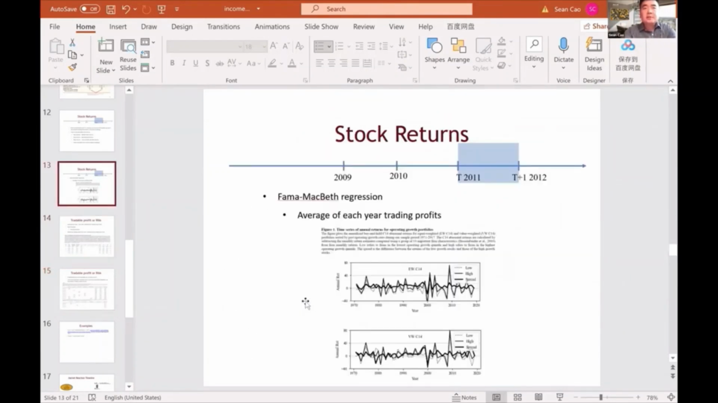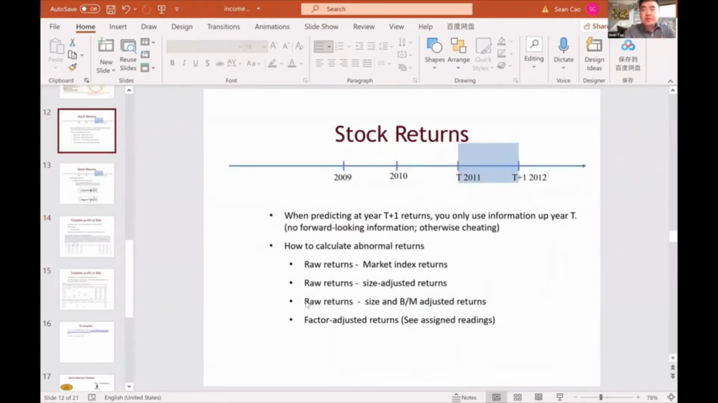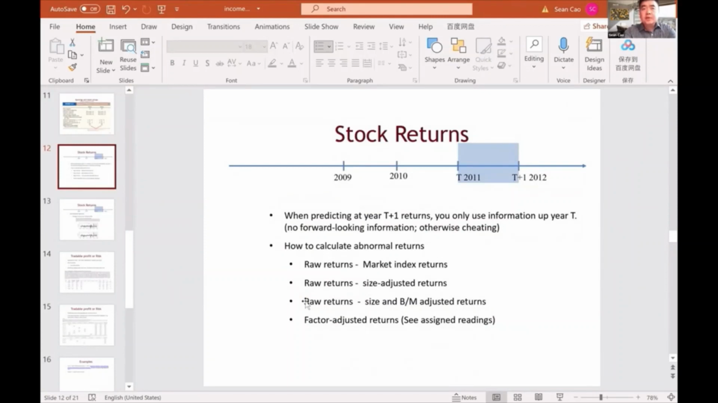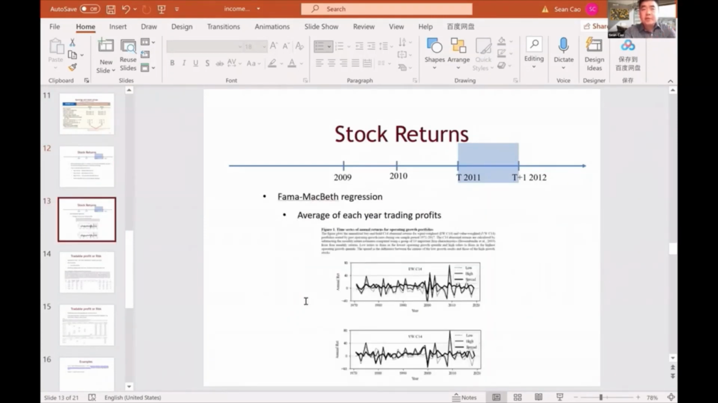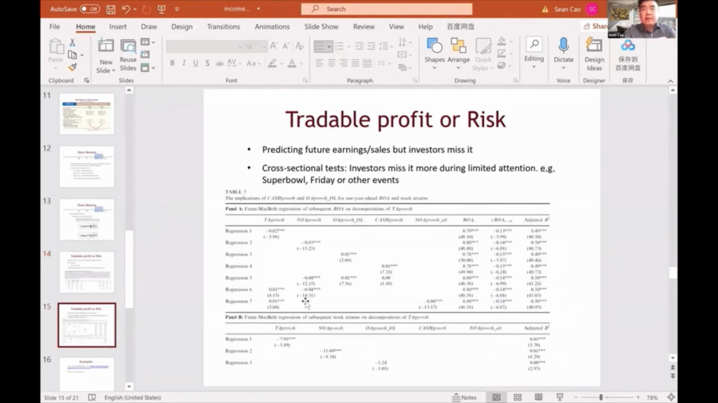So these are the different ways to test whether you get a profit or risk. Everything here will be in the paper I sent you guys. We talk about that in a very detailed way, and that's why we need to read the papers and the material very carefully. So to summarize, you don't use the forward-looking information. You need to calculate abnormal return. You need to use Fama-MacBeth, and there are different ways to adjust for risk, and different ways to make sure the profit is from skill, not risk, by using a short window, a declining pattern, and by making sure the signal you use to predict future sales is something other people don't get. And also in a scenario where other people are watching the Super Bowl game, you get stronger results. All of these support that your profit is tradable, not from risk. So these are the things you need to keep in mind when you read all this material.